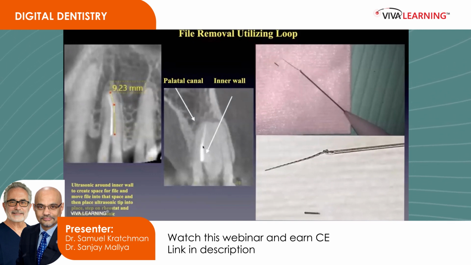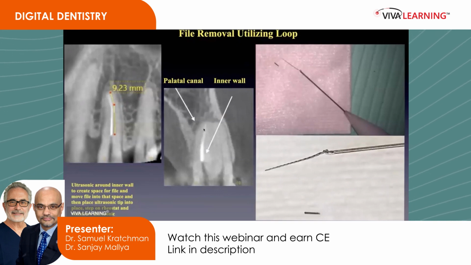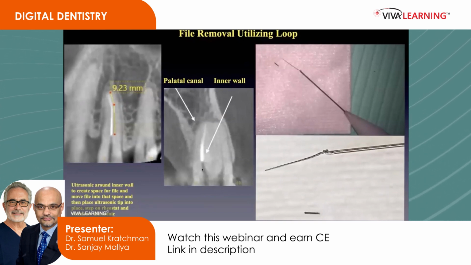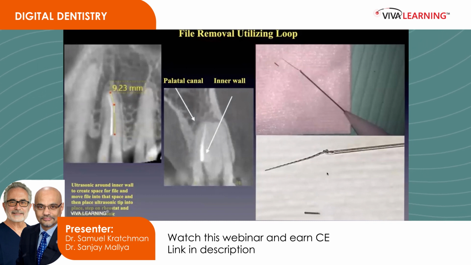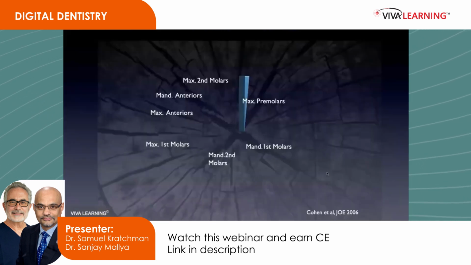So first, I opened up with very thin ultrasonics on the inner wall, using the cone beam as my guidance, able to take out the smaller file, and then I had the larger piece of the file, and I was able to use this loop technique that's invented by my dear friend Yoshi Teriuchi from Japan in order to lasso that bigger piece and take that out.